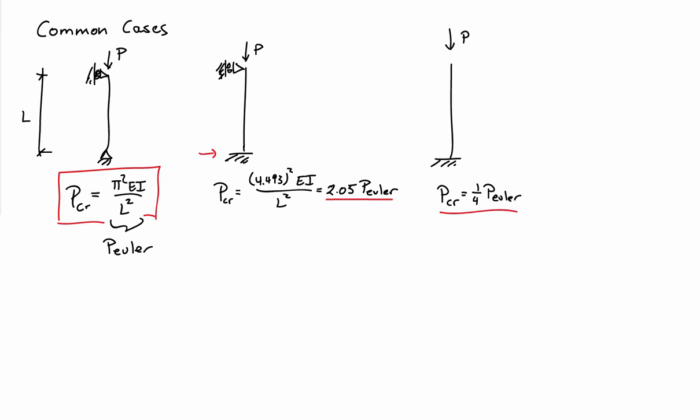And the other common case that we have is the clamp-clamp buckling case. If I restrain the top of the beam from rotating while I apply an axial force, and it's clamped at the bottom, I end up with a critical load that's 4 times the Euler load. Each one of these results comes from using the appropriate boundary conditions for the geometry of the system at hand.